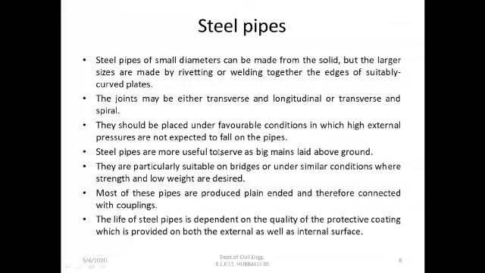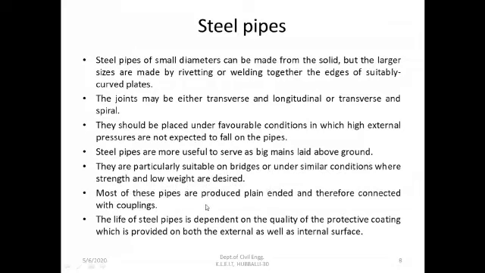The joints may be either transverse and longitudinal or transverse and spiral. One more thing has to be taken care of: they cannot withstand high external pressures, which is why they are to be placed under favorable conditions. Steel pipes are more useful as big mains laid above ground, not below ground, and they are particularly suitable on bridges or under similar conditions where strength and low weight are desired.